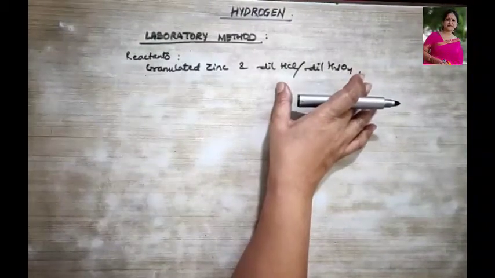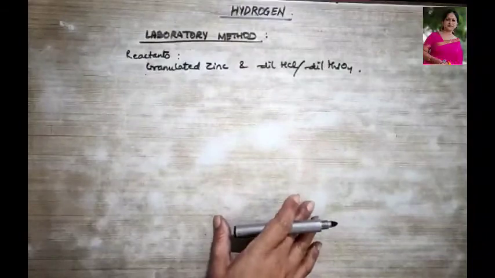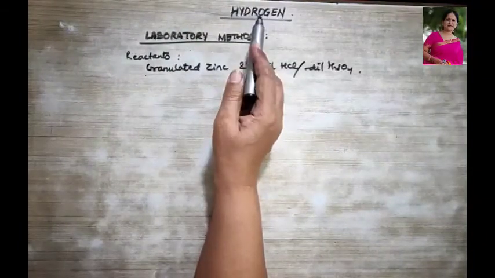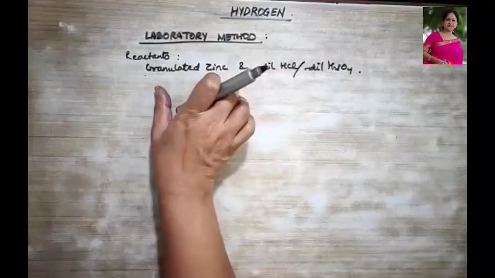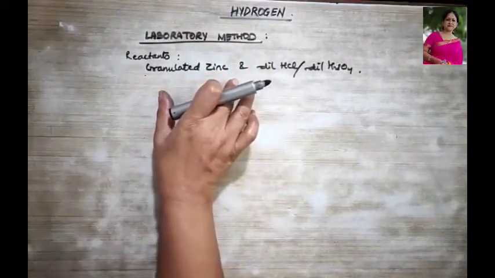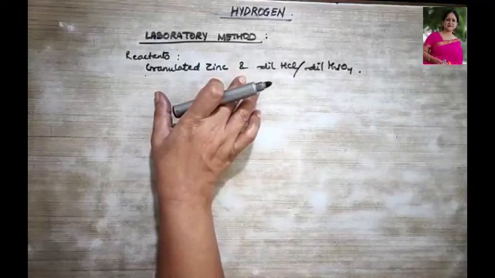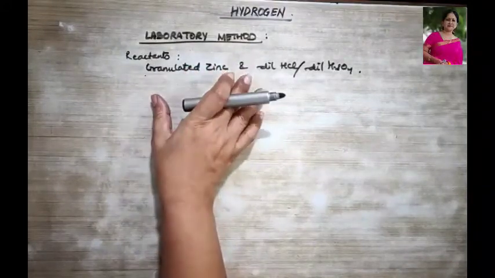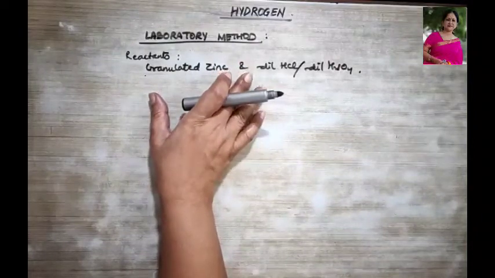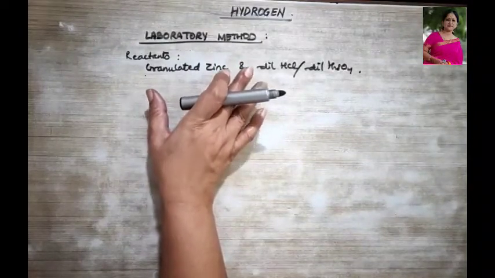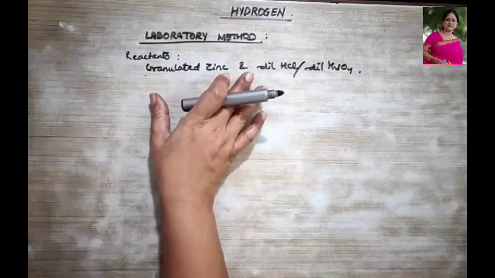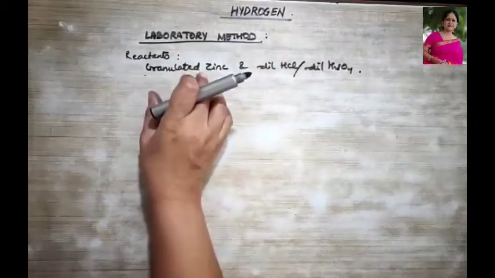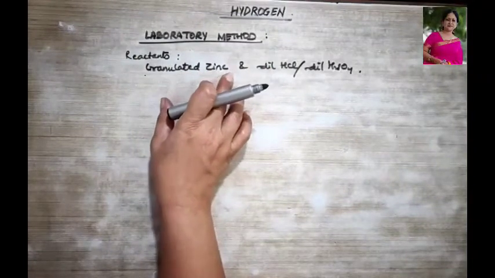not dilute HNO3? So before I begin with the explanation of laboratory preparation of hydrogen, let us first understand. Now, granulated zinc is preferred for the preparation of hydrogen in the laboratory because it contains an impurity which is copper, and this acts as a catalyst and enhances the rate of reaction. Therefore, granulated zinc is preferred.